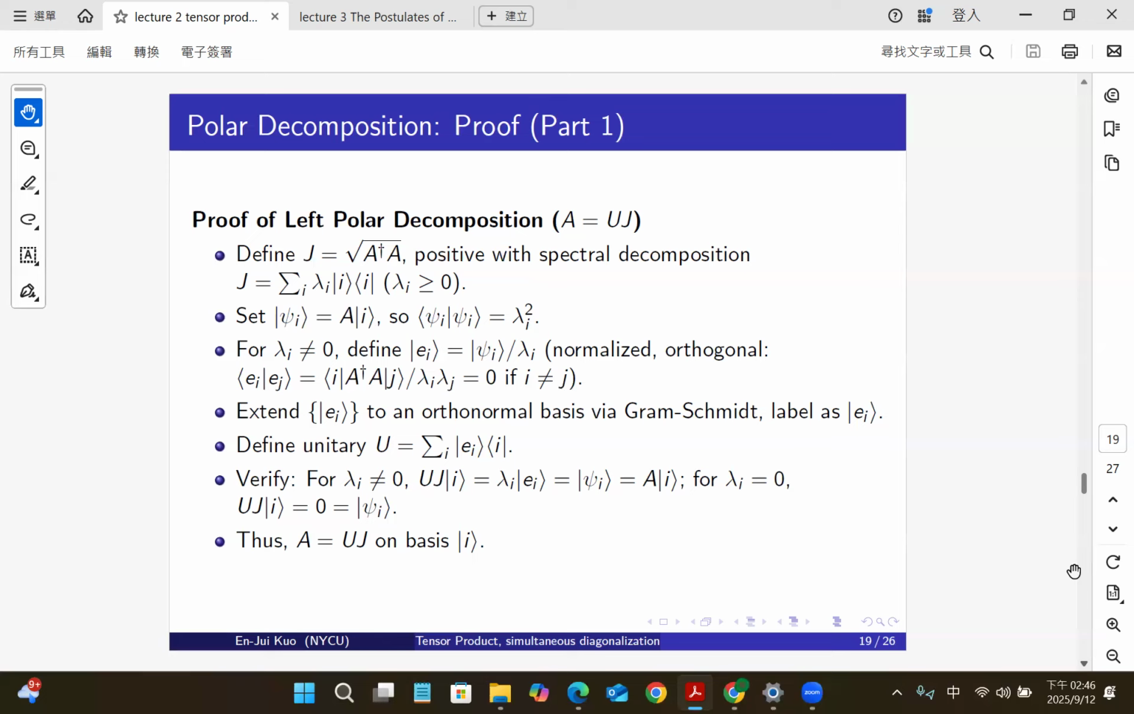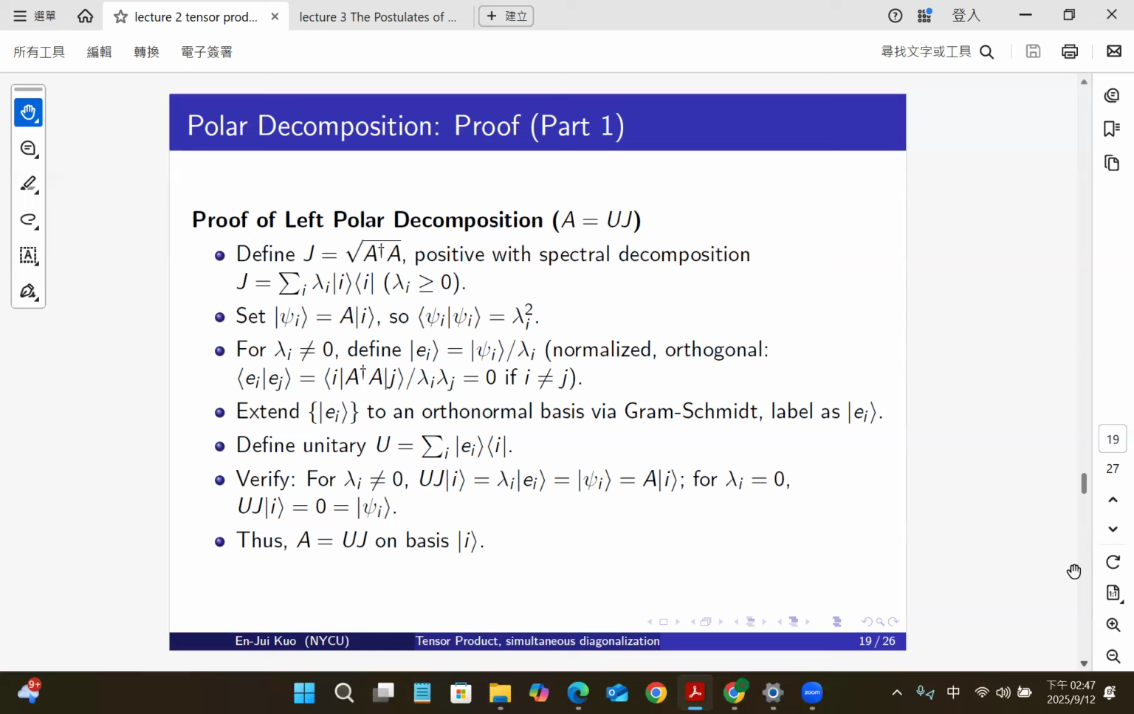So I define this matrix as J. 再讲一次，就是说这个 A dagger A 这个矩阵是 PSD 矩阵，它原因是因为它乘上 apply 任何 vector，那就是长度的。So A dagger A is a PSD matrix, and so the square root of A dagger A is well defined. Yeah, I define this as J.